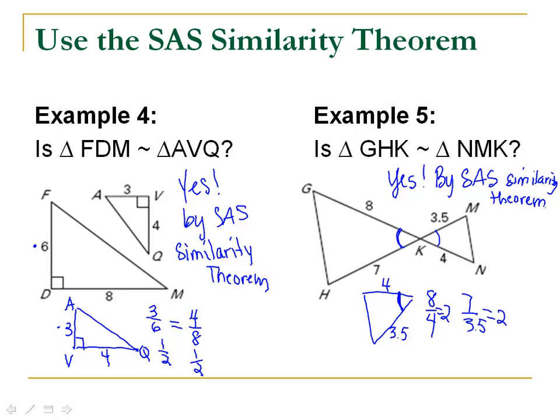Notice how for both of these I redrew it. For this one, I also want you to notice if you had put 4 over 8 and 3.5 over 7, you would have gotten 1/2 and 1/2. And that's okay. They're still the same, so it's okay. If you flipped them upside down, it's not a big deal.